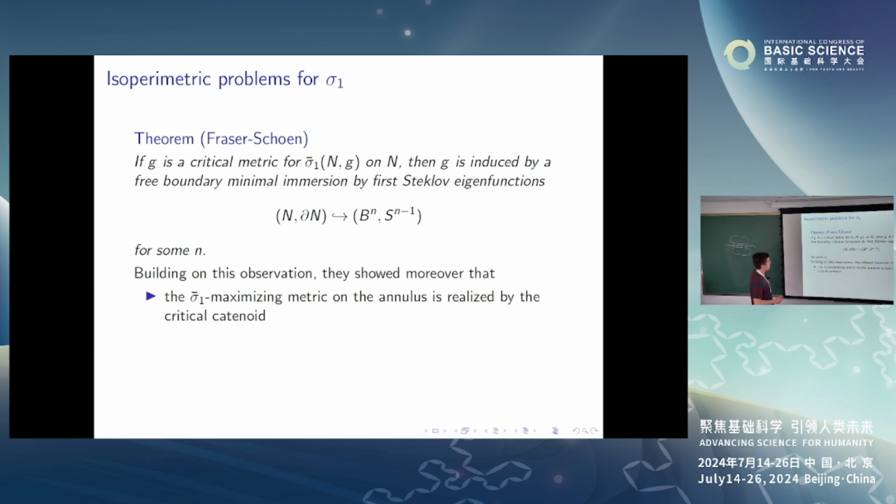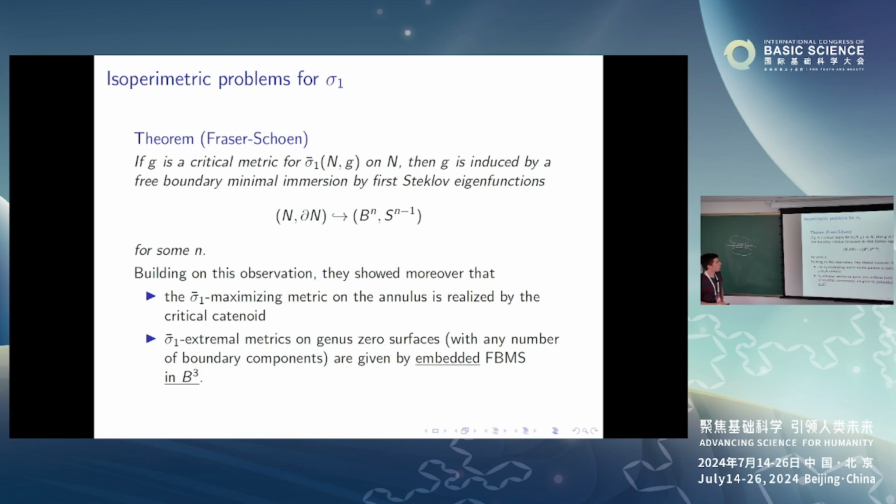Building on this observation, they were able to classify the maximizer for the annulus and show it's exactly this critical catenoid. Moreover, they observed that if you have extremal metrics on any genus 0 surface with any number of boundary components, they have to be embedded free boundary minimal surfaces in B3. So you get embeddedness and codimension 1 here, as in our setting.